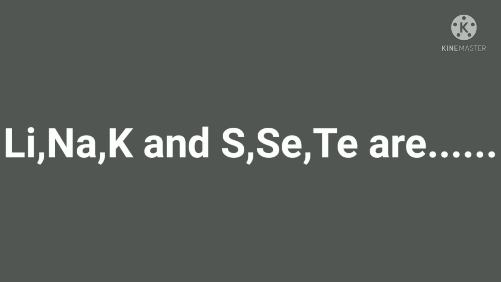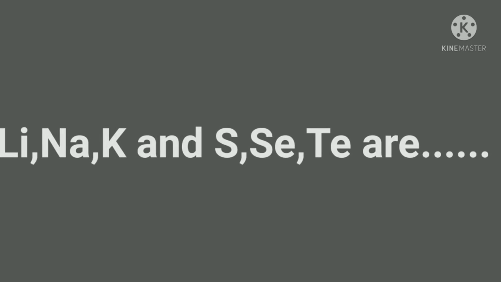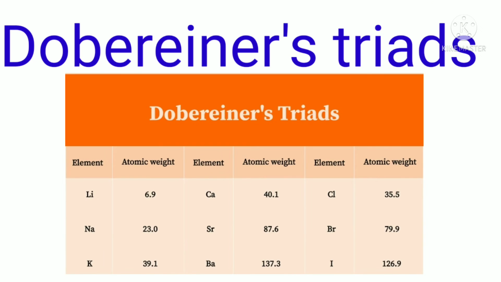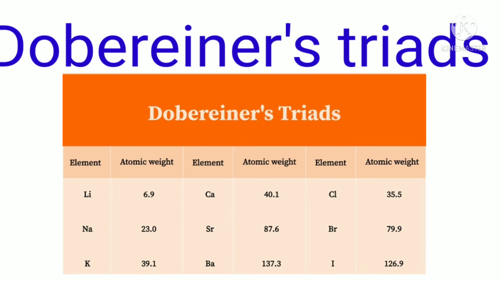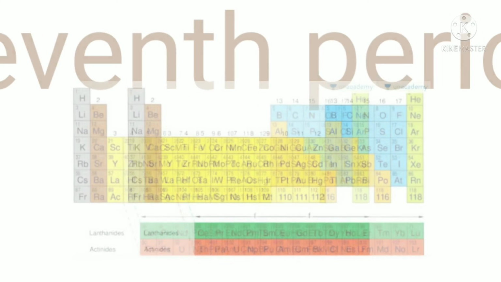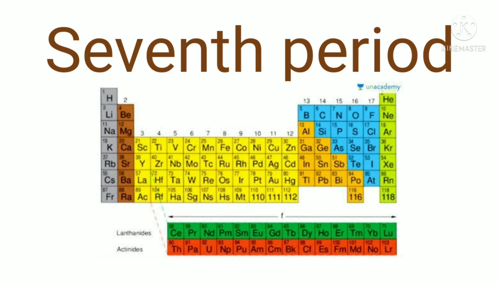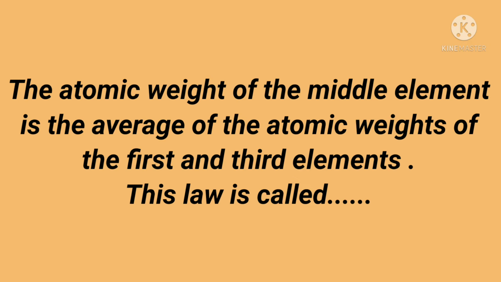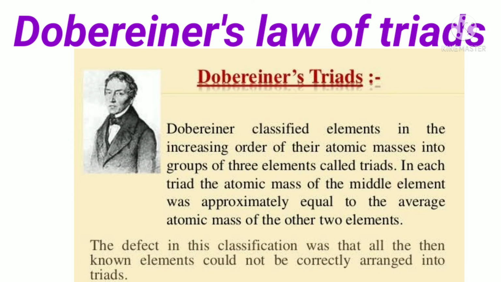Lithium, sodium, potassium and sulfur, selenium, tellurium are Dobereiner's triads. The incomplete period of the periodic table is seventh period. The atomic weight of the middle element is the average of the atomic weights of the first and third elements. This is called Dobereiner's law of triads.